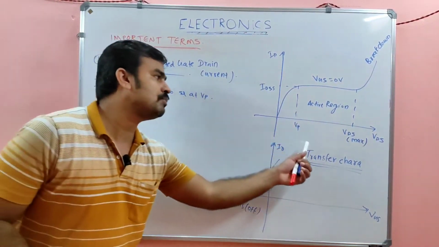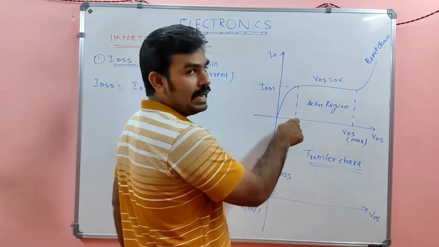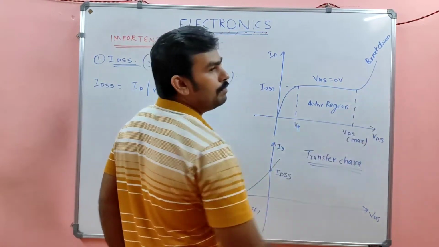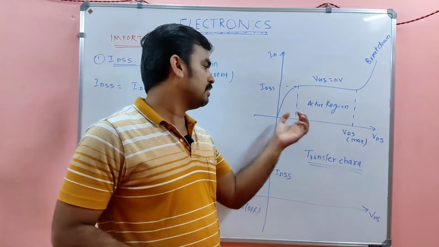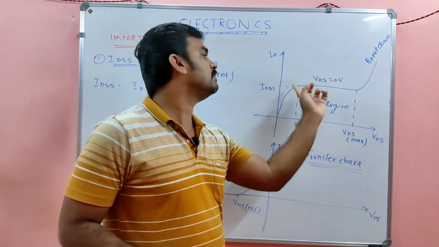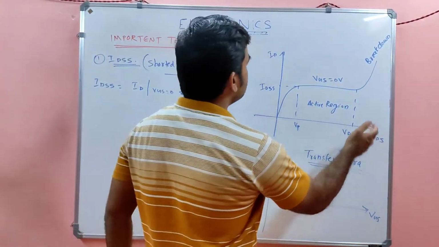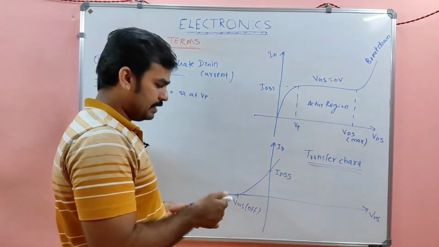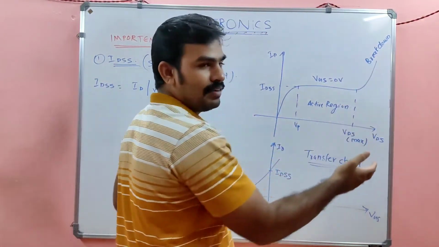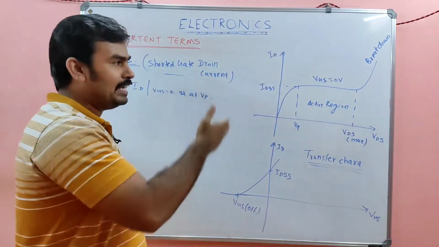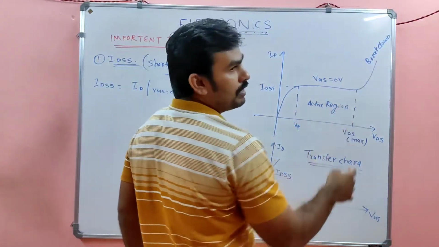So what is meant by pinch-off voltage? Pinch-off voltage is nothing but the voltage after which the drain current will become constant. So this is the curve of VDS against ID, the output characteristics. You can say this is the output characteristic. Many lines will be there, but you can take one line also as a characteristic.